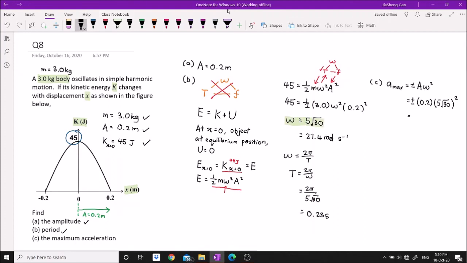So if you calculate everything, the answer that you will get is plus minus 150 meter per second square. So there you have it. The maximum acceleration is plus minus 150 meter per second square, plus minus because there's positive and negative direction to consider. Okay, that's it for question number 8.